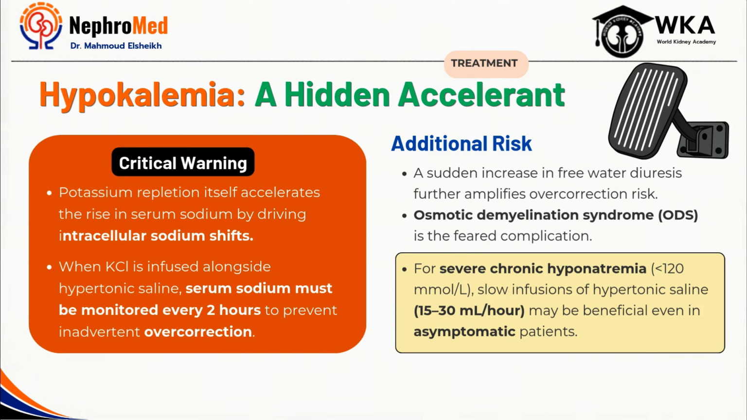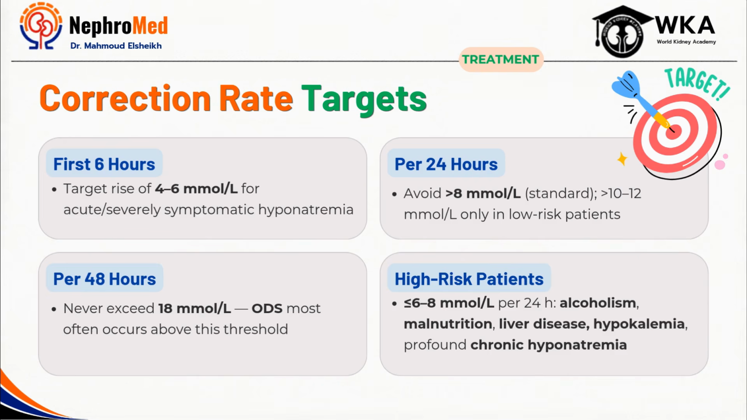And in severe chronic hyponatremia, especially with sodium below 120, slower and more controlled correction strategies are usually much safer than aggressive normalization. One of the most important principles in hyponatremia treatment is that the goal is controlled correction, not rapid normalization, as we mentioned. In the first 2 hours, especially in acute or severely symptomatic hyponatremia, we usually aim for an initial sodium rise of about 4 to 6 millimoles per liter. That amount is often enough to significantly improve cerebral edema and stabilize neurological symptoms. But after that early phase, caution becomes extremely important. In general, over the first 24 hours, correction should usually remain below about 8 millimoles per liter.